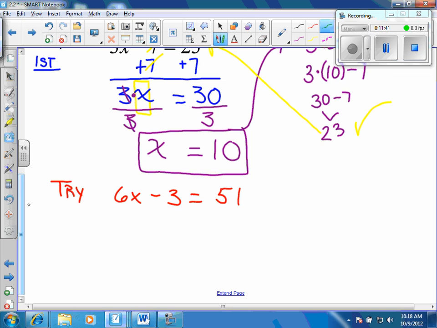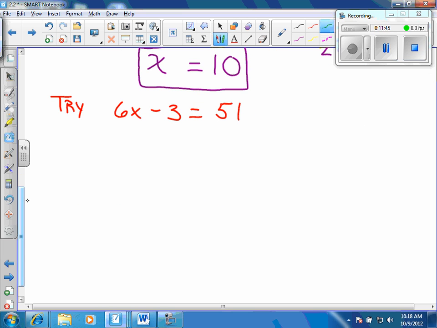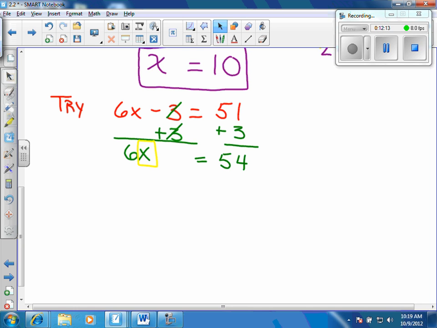Okay, Xander, what'd you get? Haley, you got the same thing? Okay, so let's do Noah's first step. Add 3 to both sides. And then on the right-hand side, you have 54. On the left-hand side, you just have 6x because these cancel. Does that make sense? And we're trying to get everything away from the x.